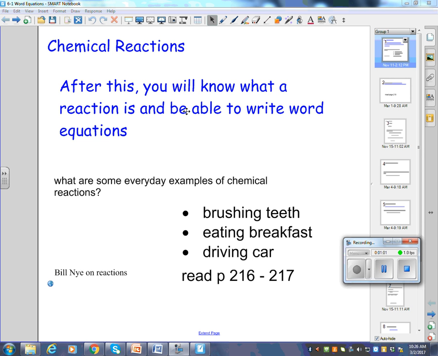Eating breakfast. How is that a chemical reaction? Cereal has some chemicals in it. Well, that's true, but does it react? It reacts to your taste buds. That wasn't what I was thinking of. When you eat something, it goes into your stomach. Hydrochloric acid, in fact. So the hydrochloric acid in your stomach reacts with your breakfast. The hydrochloric acid reacts with your Cheerios, and there you go.